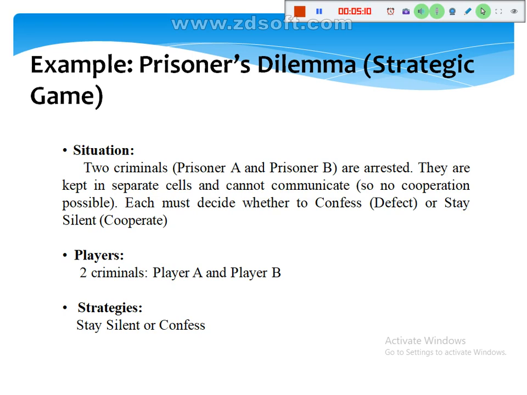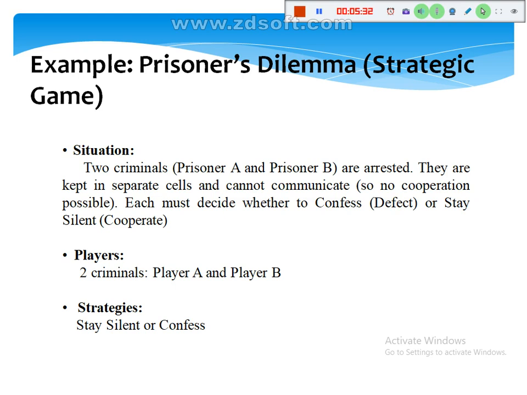Example of strategic games. First one is prisoner's dilemma. So it is an example of strategic game. Consider a scenario. Prisoner's dilemma means two criminals, prisoner A and prisoner B, are arrested and they are kept in separate cells. They can't communicate to each other. No cooperation is possible between the two.